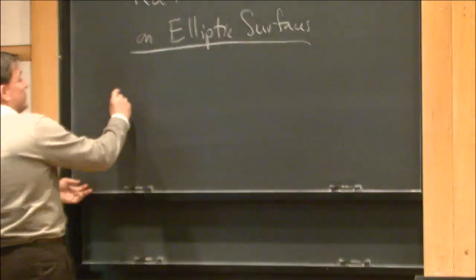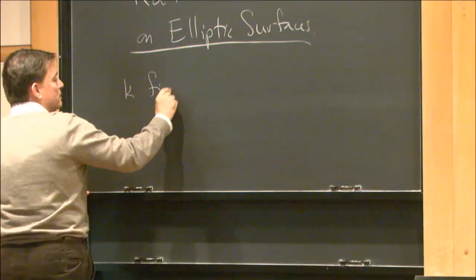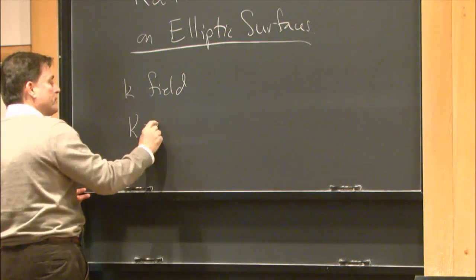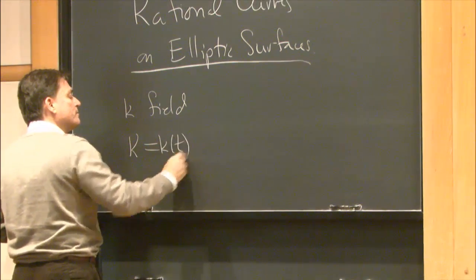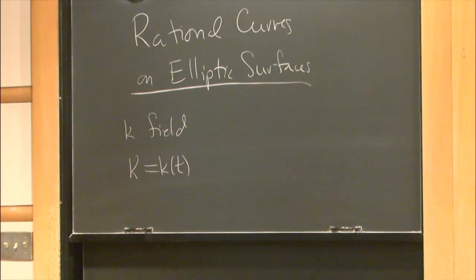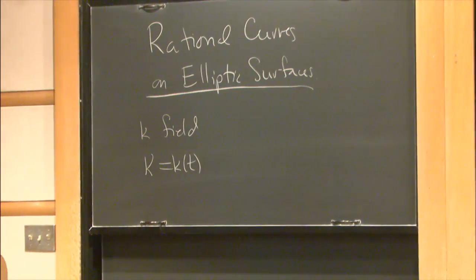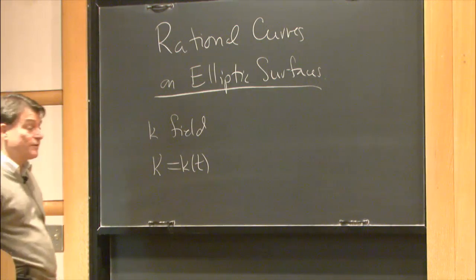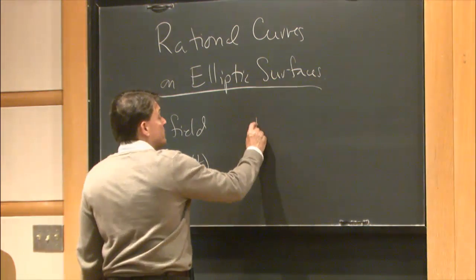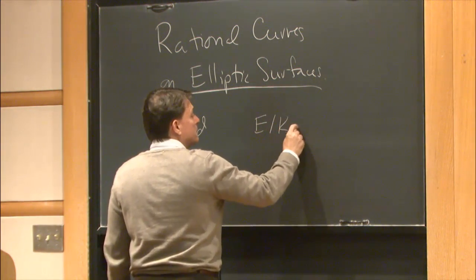So the general context: I start with a field k, and then I form the field of rational functions over that, K = k(t). So this is ratios of polynomials with coefficients in little k. k will be finite for a little while, and then it'll be C for the rest of the talk. And I take an elliptic curve E over K.